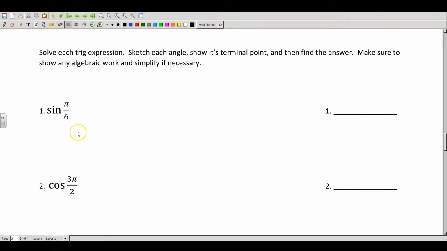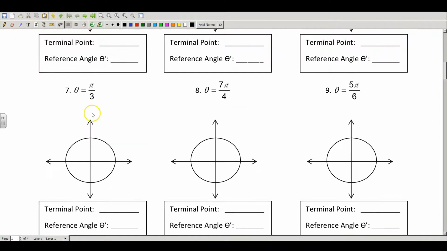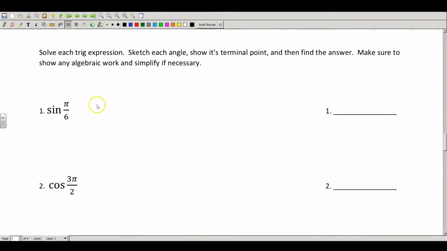All right, so I want to go through some of these answers for the unit circle problems that were given to you. So if we go to, I'm going to go to this third page here where it says just to use the unit circle to solve each trig expression. Right, so the process that you're going to go through, let's review that.